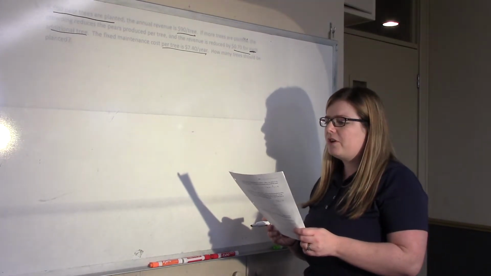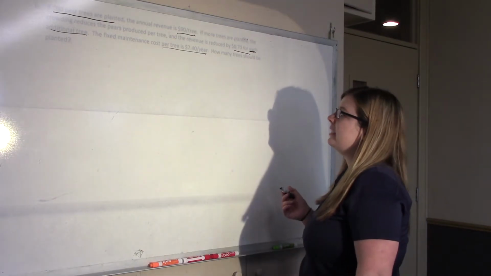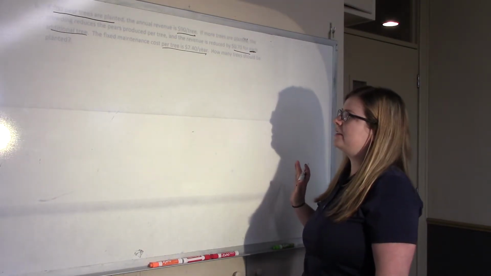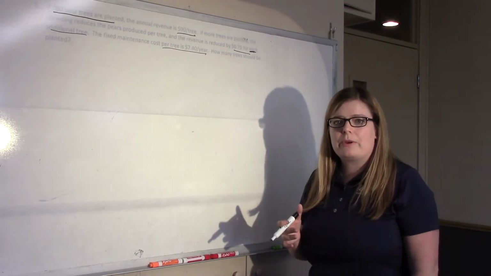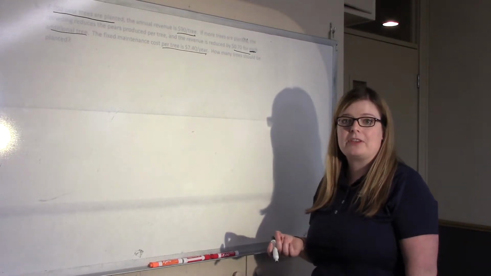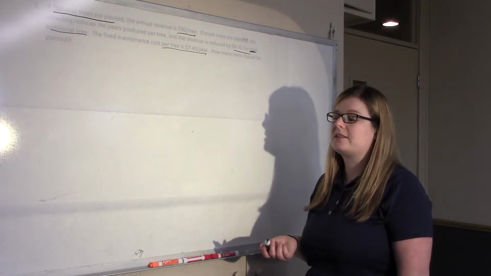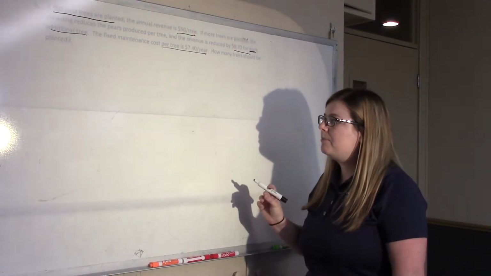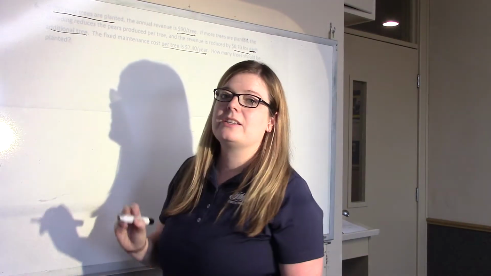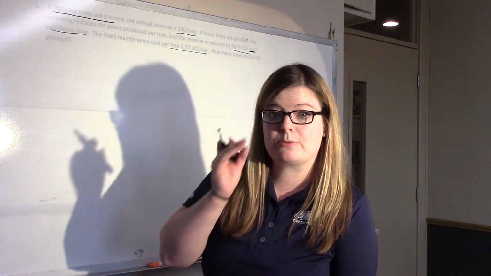Okay, so first we have to determine all the things we need to know. Okay, what variable are we going to use here? Well, think about this. I said it was similar to those bus questions. Okay, so coming up with a variable is extremely important. We want it to represent the number of additional trees we're planting.